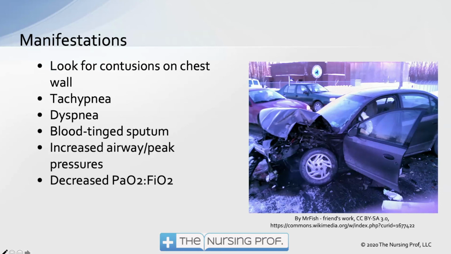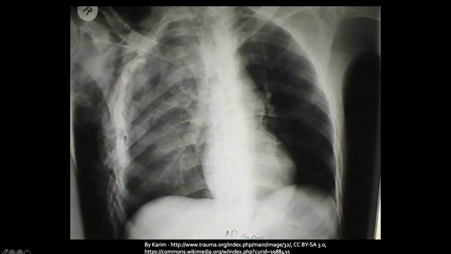So how are we going to find our pulmonary contusions? Look for the contusions on the chest. We're looking for some kind of blunt trauma that's going to be pretty big, like a motor vehicle accident. And we're looking for contusions on the chest, tachypnea, dyspnea, blood-tinged sputum, possibly increased airway and peak pressures, decreased PaO2-FiO2 ratio, because we're starting to interfere with that alveolar capillary membrane.